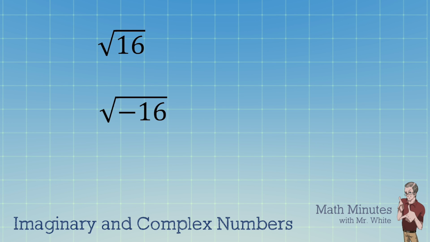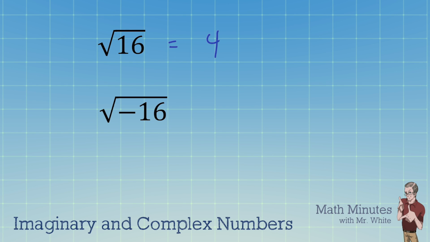This video is going to explain how to work with imaginary numbers. That is to say, when you have a negative under a radical. So before we do that, let's just review a square root, of course. The square root of 16 is 4, and that's because 4 times 4, or 4 squared, is 16.